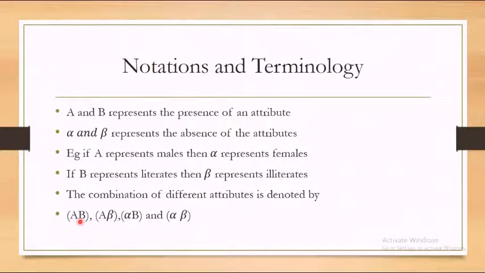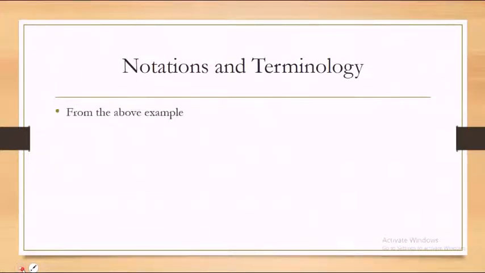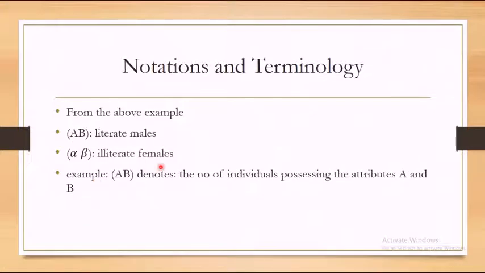Now what is (AB)? A represents males, and B represents literates. So (AB) is the number of male literates, or the number of people who possess these two attributes, A and B, those who are male and literate. Okay, so let's have a look. From the above example, (AB) is literate males, then (αβ) is illiterate females. (AB) denotes the number of individuals possessing the attributes A and B.